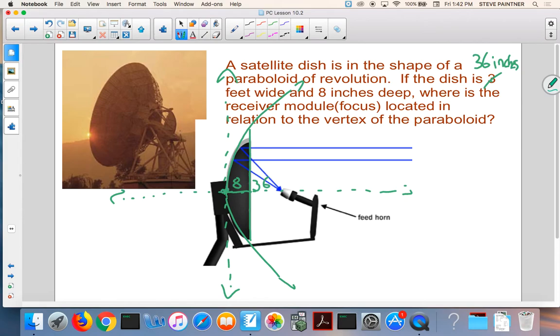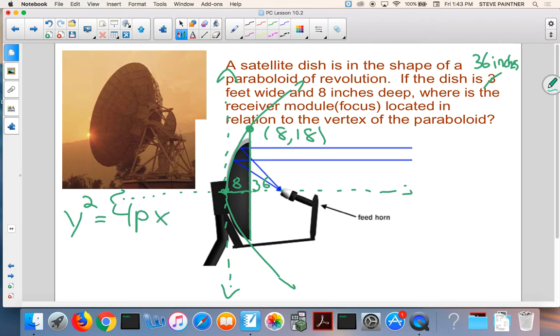Okay. What are we trying to find in this problem? The focus. Okay. What can you tell me about the equation of this parabola? There's a point at 8, 18. Here's a point on the parabola. 8, 18. Why 18? Because it's half of 36. We cut the dish in half with our x-axis. What about the equation? It's y squared, and positive. Y squared equals 4px because we're opening right.